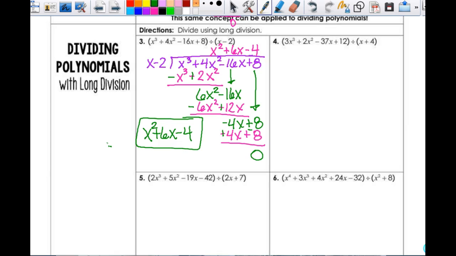Yes, exactly. So basically, this right here then, this equals x minus 2 times this. And yes, if I multiplied it back in, this is what I should get. And that's one way you could check yourself if you wanted to. It's a very good question. Okay with that? Anything else?